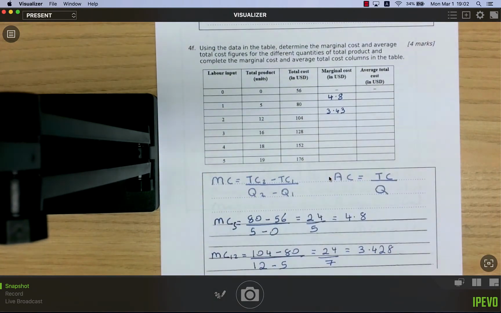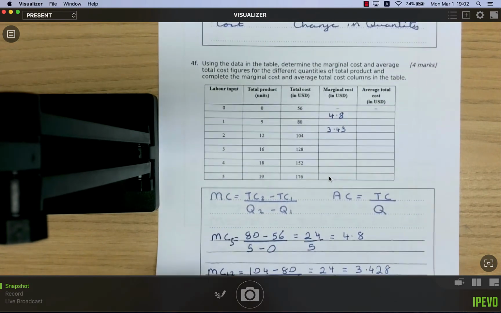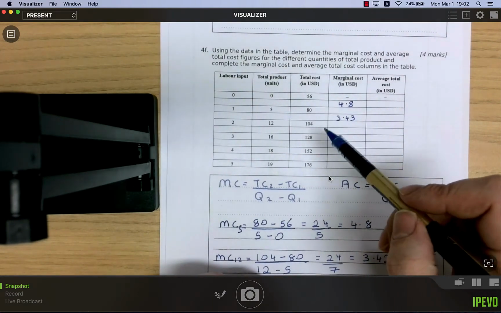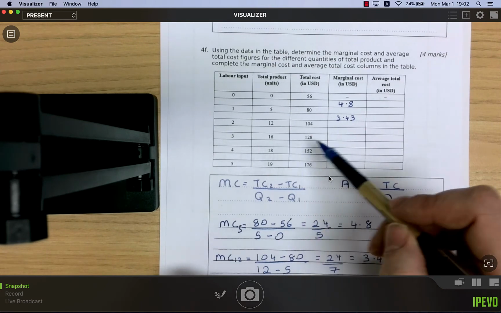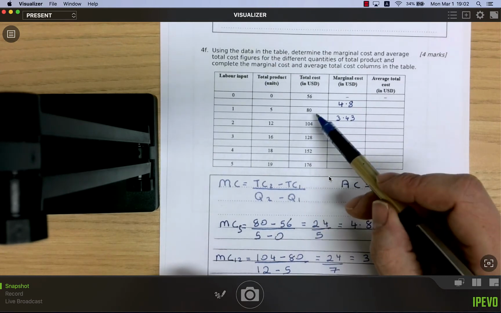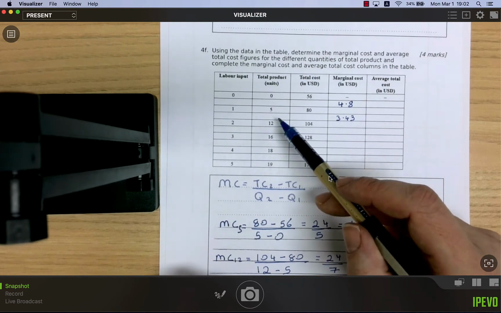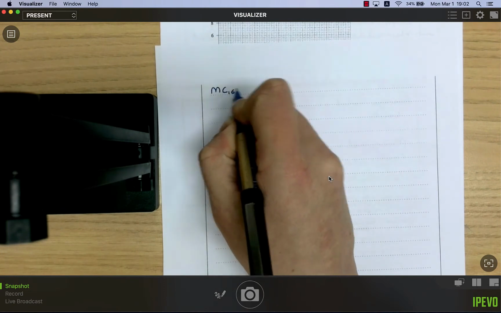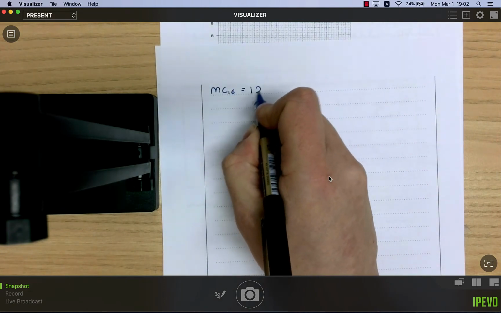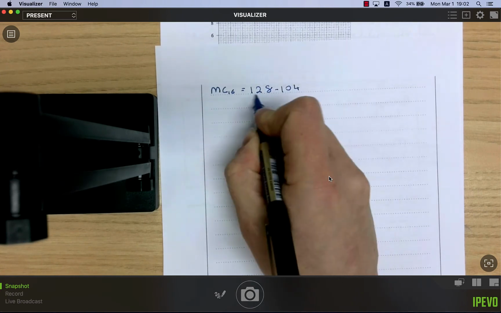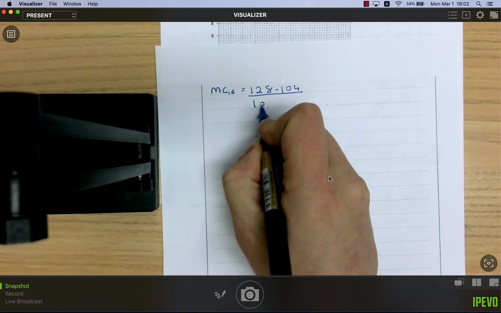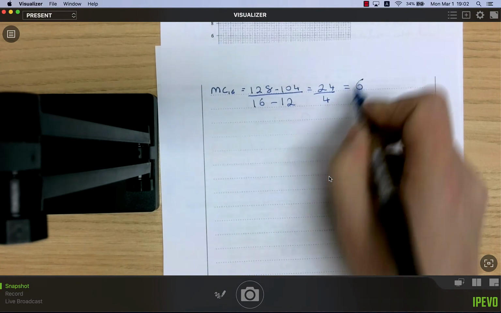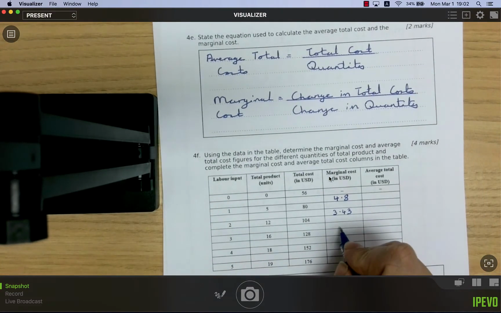Now this is where it gets awkward because I'm going to be flipping back and forth. Let's have a look at the next one. It is the marginal cost of the 16th unit. So it's 128 minus 104 over 16 minus 12. This is where I'm getting these numbers from. That equals 24 over 4, which equals 6. So I'm going to put 6 in here. That is the marginal cost of the 16th good.